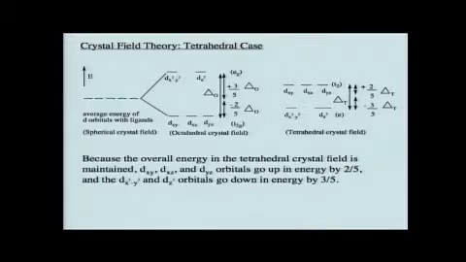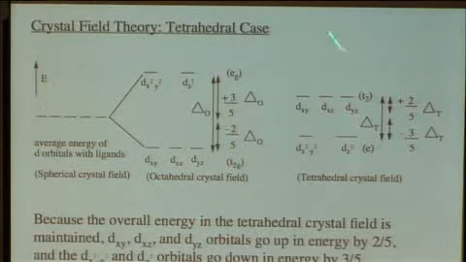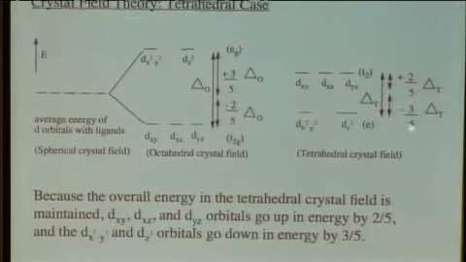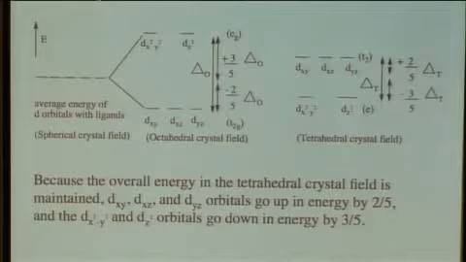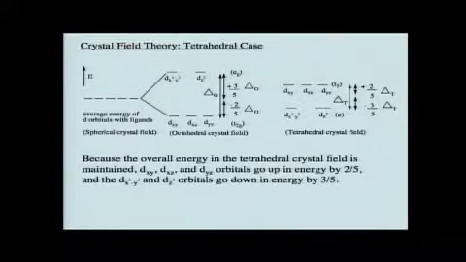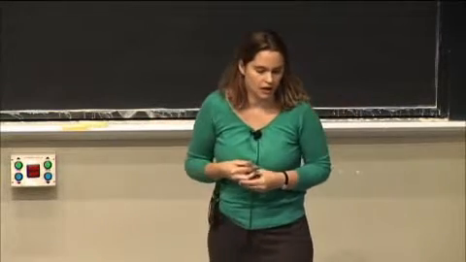And again, since we're going to consider how much they go up and down in energy, the overall energy is maintained. So here we had two orbitals going up by 3/5 and three orbitals going down by 2/5. So here we have three orbitals going up, so they'll go up in energy by 2/5. Two orbitals go down, so they'll be going down in energy by 3/5. So again, it's the opposite of the octahedral system. It's opposite pretty much in every way, except that the splitting energy is much smaller. It's not as large for the tetrahedral complex.